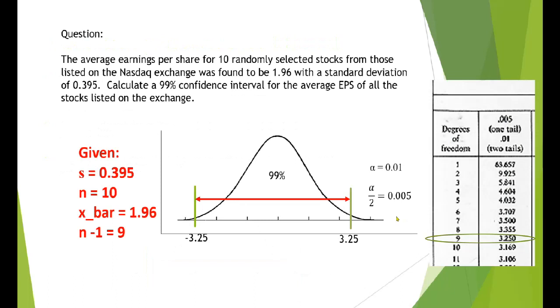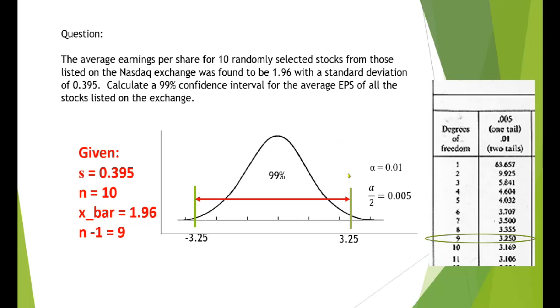The problem this time is that we want to find the average earnings per share, EPS, for 10 randomly selected stocks on the NASDAQ exchange. And we find that the mean of that sample of 10 stocks is 1.96, and the standard deviation for that sample is 0.395. Now that's S. Remember, it's not sigma. We don't know the population standard deviation. This time we're going to use a 99% confidence interval, and we want to be able to guarantee that the mean for the population will be in the interval that we come up with.